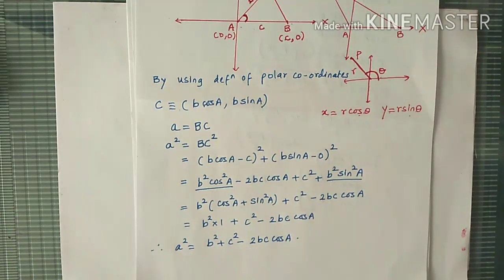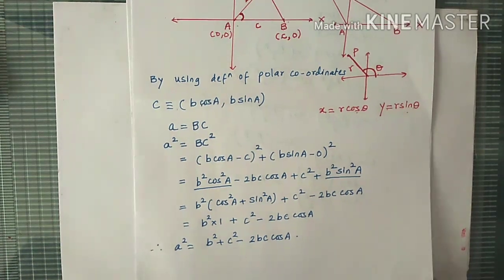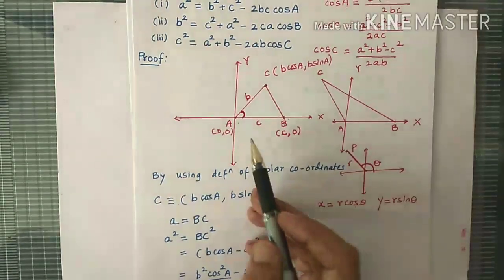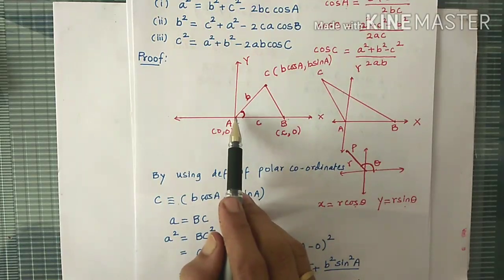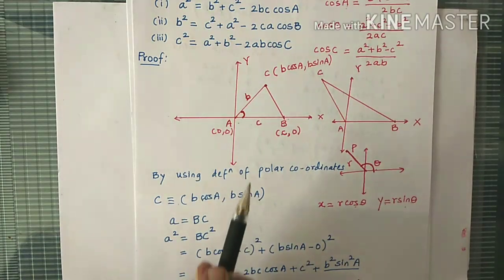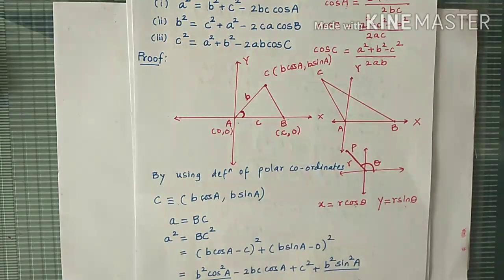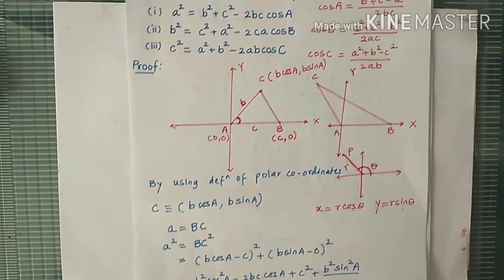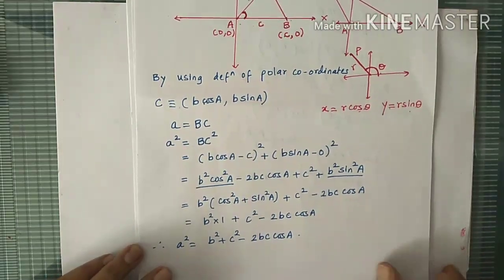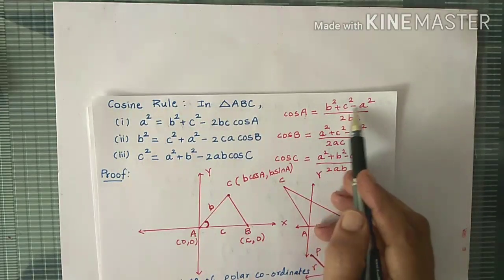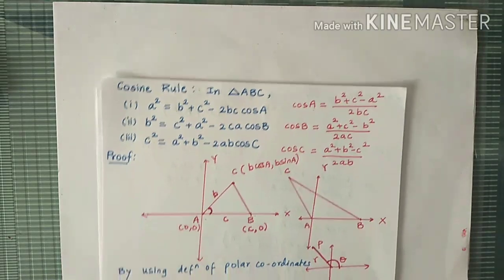So this is our cosine rule. a square equals b square plus c square minus 2bc cos A. Similarly, we can prove for b square and c square. Similarly means what? To prove for a square, we put vertex A at origin. So to prove for b square, we have to put vertex B at origin. And for c square, we have to put vertex C at origin. So we are using this cosine rule as cos A equals b square plus c square minus a square upon 2bc.